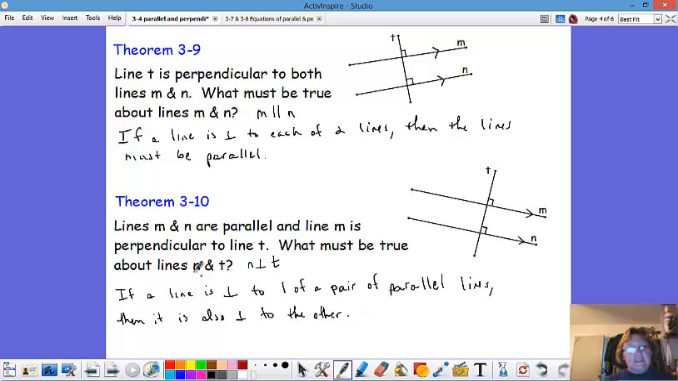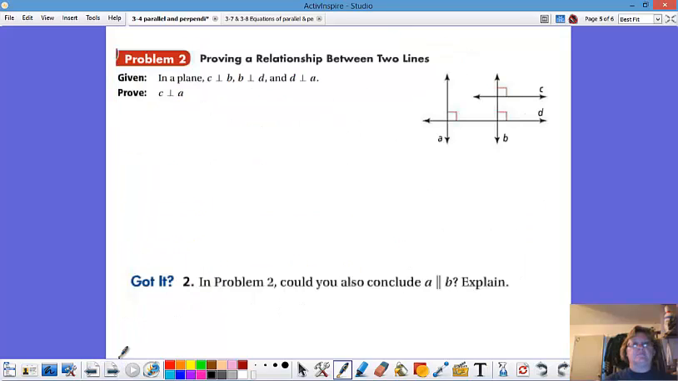That's theorem 3.10. Both are closely related. Again, the pictures look identical. It's just that they're sort of the converse of each other. Let's see how that works out. We've got just a couple of little activities for you to do in your notes today.